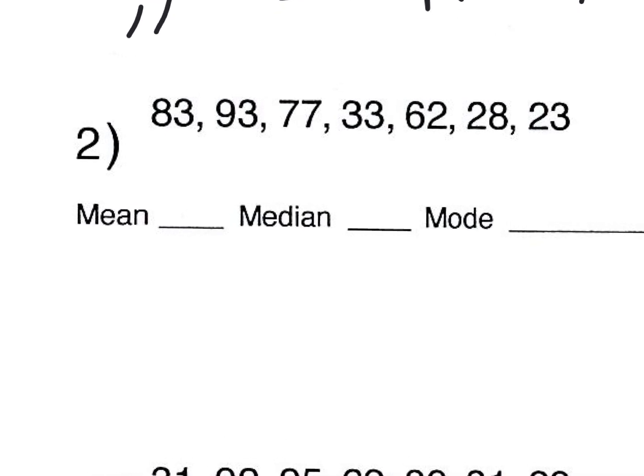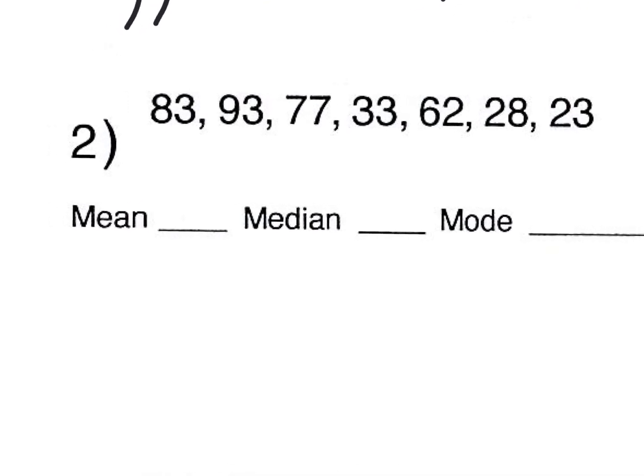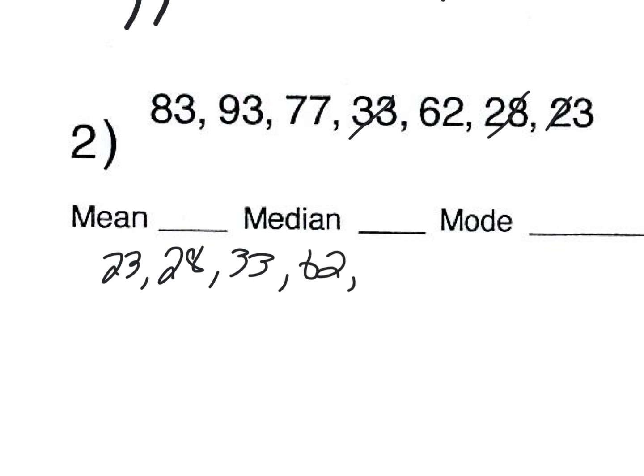Next set of data, same exact process. Find the smallest number. Looks like we got 23. Cross it out. 28. Cross it out. 33. 62. 77. 83. And 93. Got them all crossed out. I have 1, 2, 3, 4, 5, 6, 7 numbers.